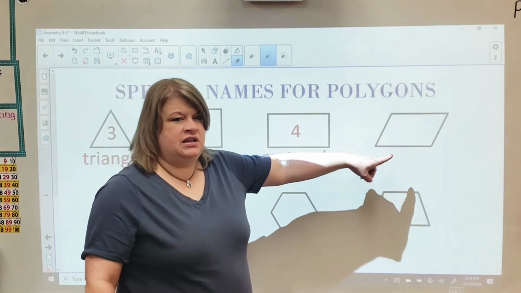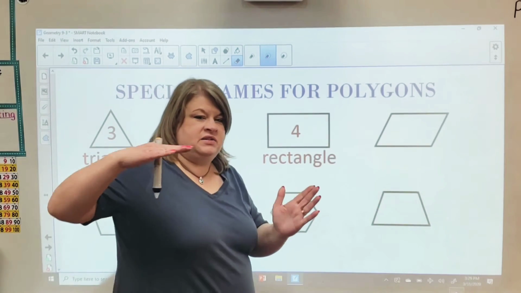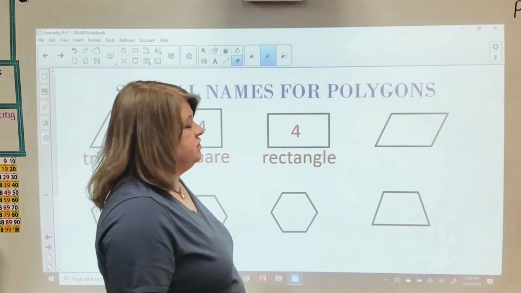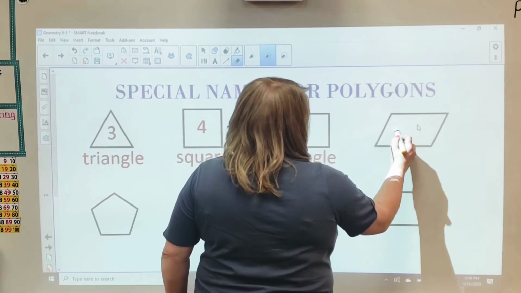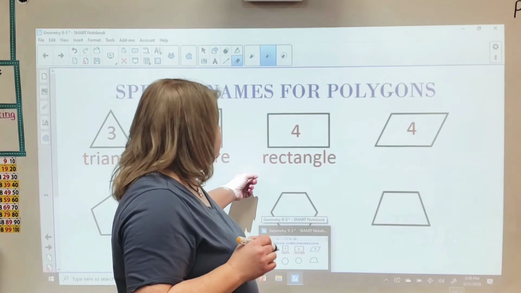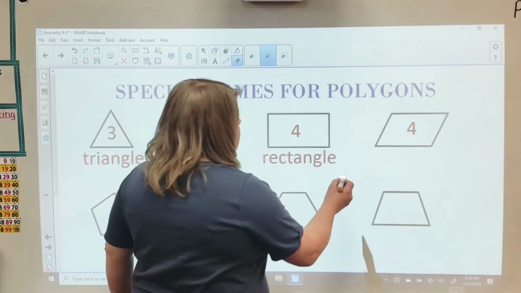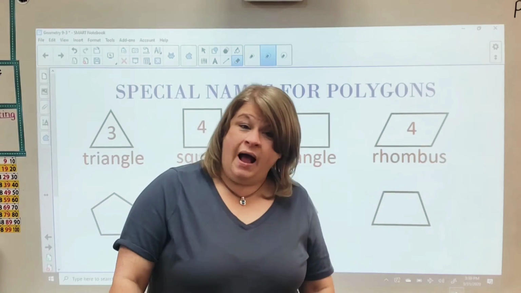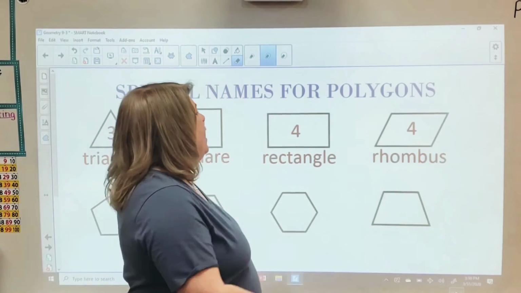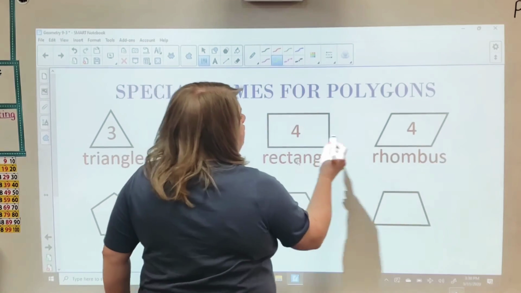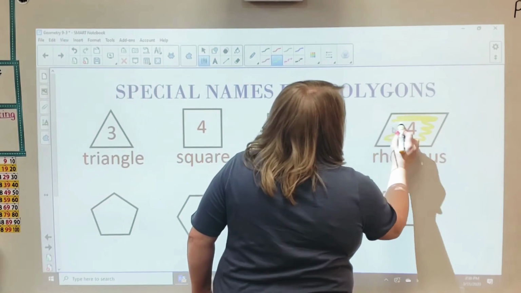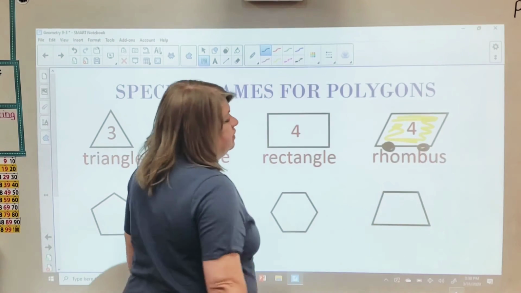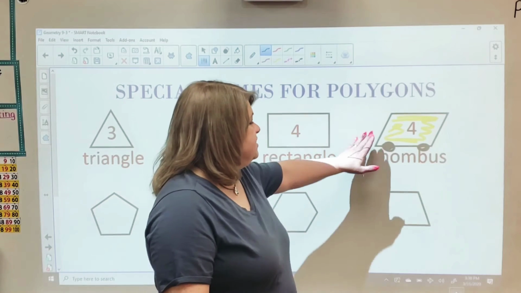Oh, that one's interesting. It looks like a box that has been kind of moved over on its side. Well, how many sides does it have, first off? 1, 2, 3, 4. Yeah, 4 sides. But it has a different kind of name. Are you ready for it? It's called a rhombus. A rhombus. That H is silent. A rhombus. And if you think about it, you could kind of think of it as a bus moving forward really fast, huh? It's a rhombus. It has 4 sides.